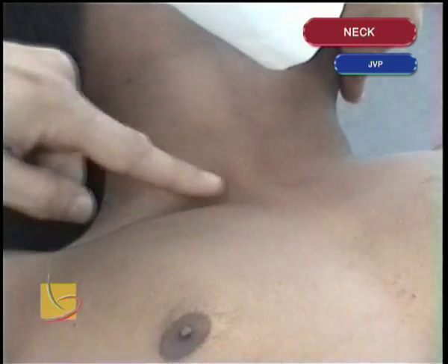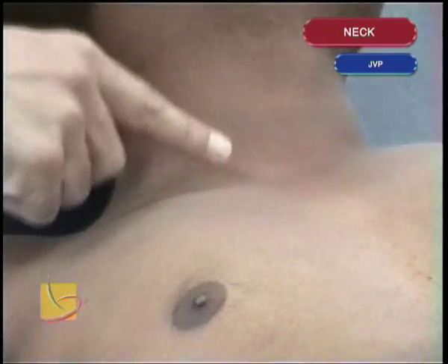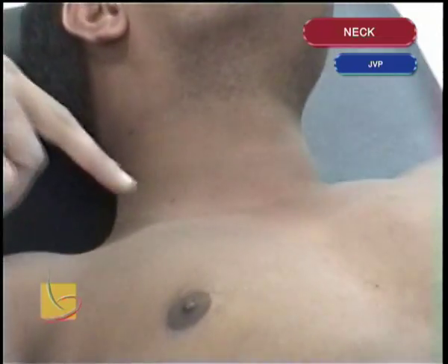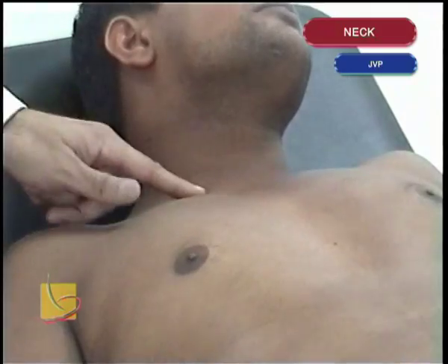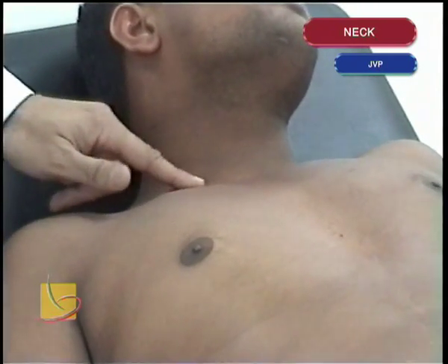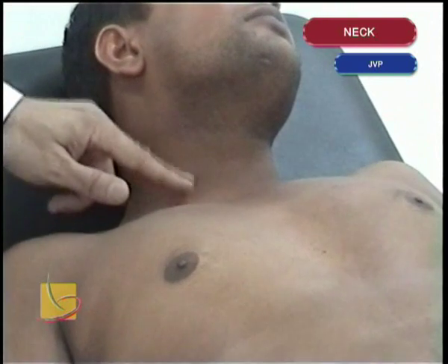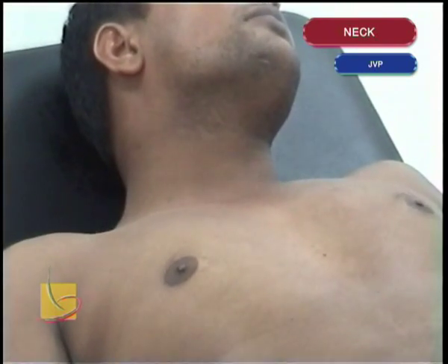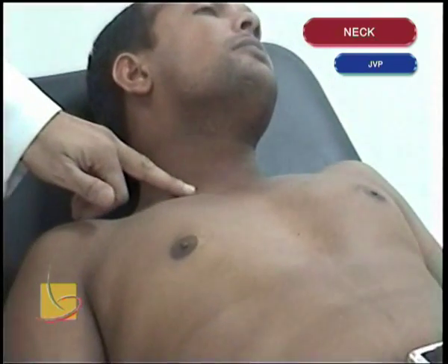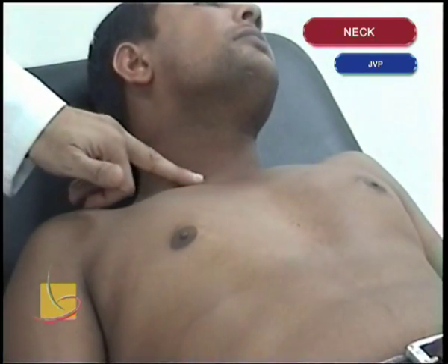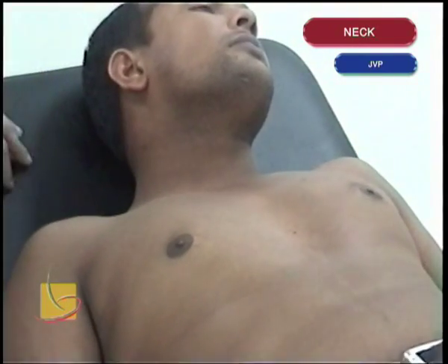Now there is a groove in between the two. This is the place where you look for the internal jugular vein. Now pulsations of the internal jugular vein are normally present but should be only 1 centimeter above the clavicle or may not be seen at all. But if it is seen more than that, in that position, that's 45 degrees, so it is abnormal. And if you find that it is high, then you have to measure it.